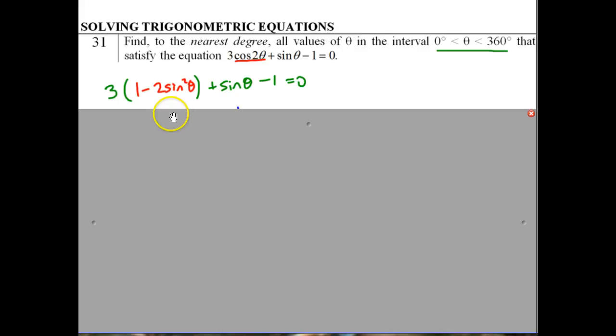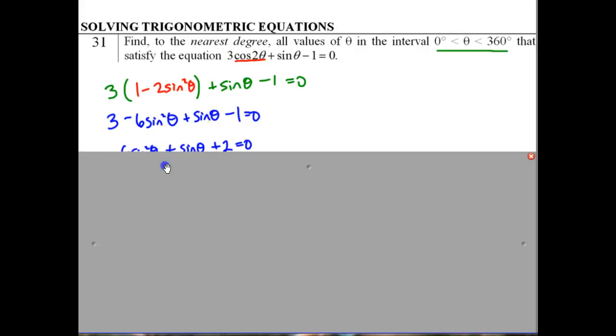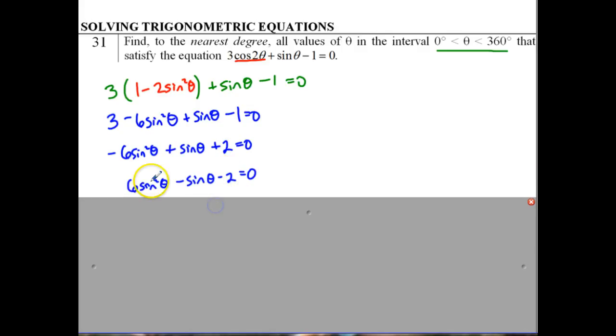So I'm going to distribute the 3. Now I've got a quadratic equation. I want to get all the terms on one side so I can solve it by the quadratic formula. So I get it into standard form, but I don't really like this -6 in front. So what I'm going to do is multiply every term by -1, or divide every term by -1. Now I'm ready to solve this using the quadratic formula.